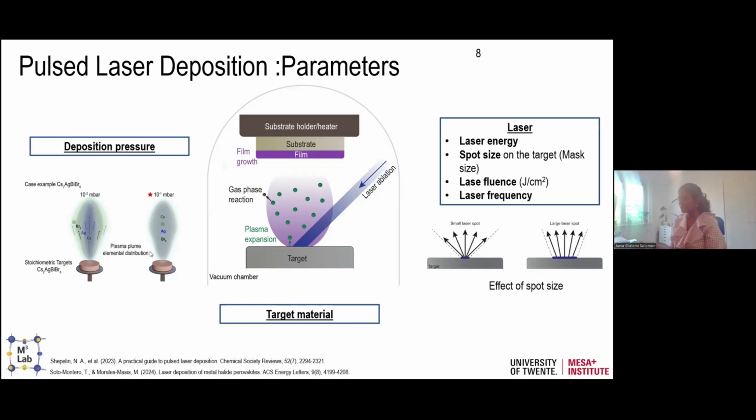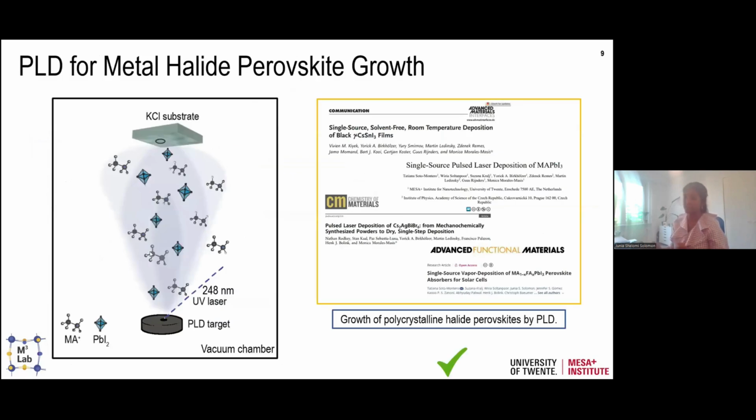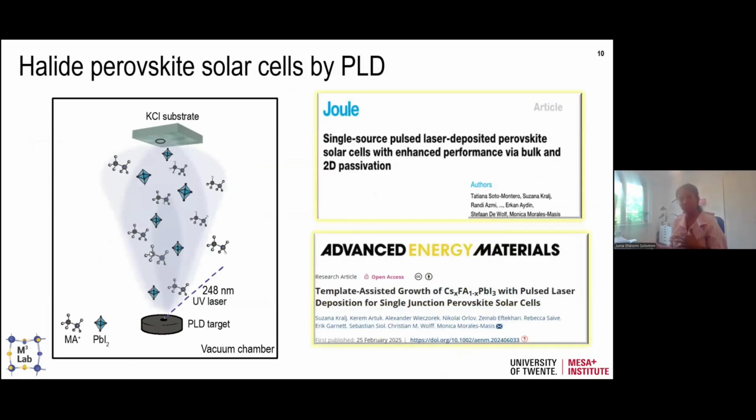So having introduced this technique, there's already been several studies of metal halide perovskites grown by pulse laser deposition, but all of this has been done in their polycrystalline form. And maybe many of you in the audience are interested about halide perovskite solar cells that have been grown by PLD. Then if so, I would refer you to these two papers which have been published from our group members. So please do check them out if you're interested.